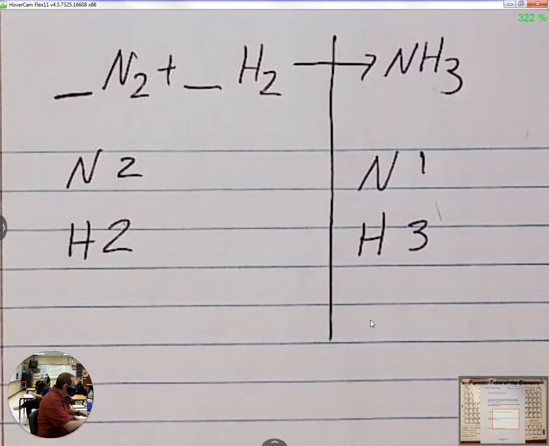So Haley Jones, would you please read for us step 5? Balance each kind of atom one at a time by changing the coefficient, the numbers in front of each reactant and product. If you break something, fix it by changing the other.